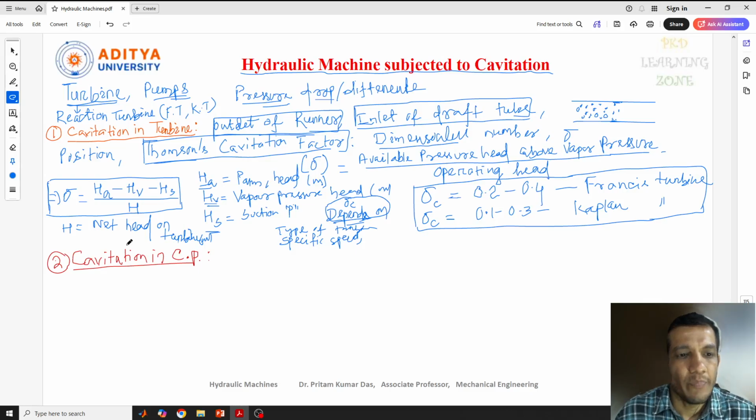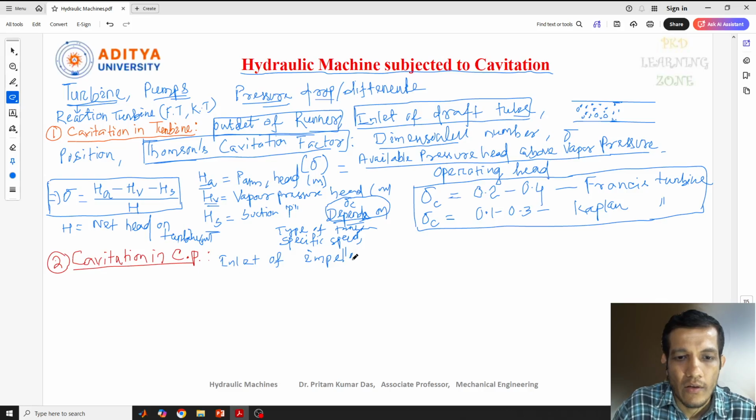Now the cavitation in the centrifugal pump. This is also very simple: how we identify where this cavitation occurs. You have discussed the cavitation in the centrifugal pump, but again I will give you a hint on where the cavitation forms in the centrifugal pump. Basically at the inlet of the impeller, and along with that the suction side of the pump. In these two places the cavitation occurs.